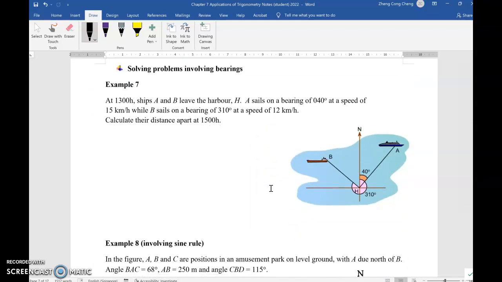Let us move on to some examples involving bearings. Let's take a look at example 7. At 1 p.m., ship A and ship B leave the harbor and travel in two different directions. Ship A goes at a bearing of 40 and ship B sails at a bearing of 310 at a speed of 12 kilometers per hour. Calculate the distance apart at 3 p.m. So at 3 p.m., it means after 2 hours.